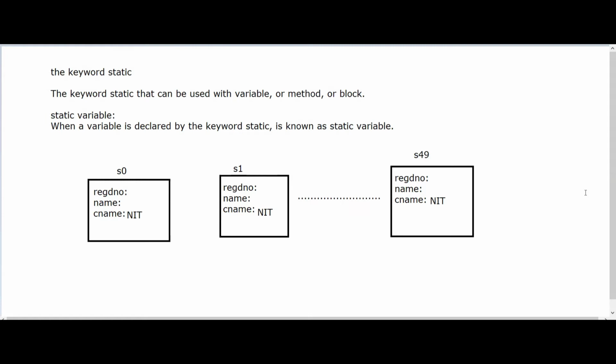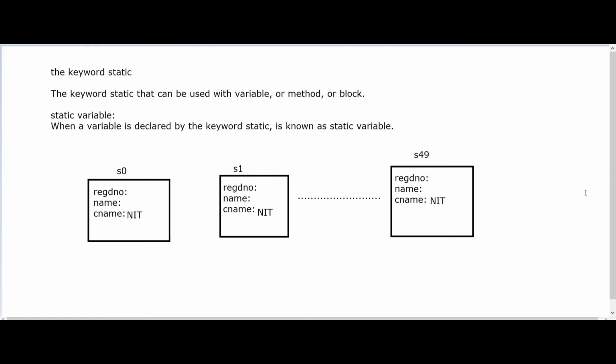So in this scenario, what are we observing? We are observing that the value of college name is common. In the S0 object, college name is NIT. In the S1 object, college name is NIT. In the S49 object, that means the 50th object, college name is NIT. So the property college name is common to all objects.